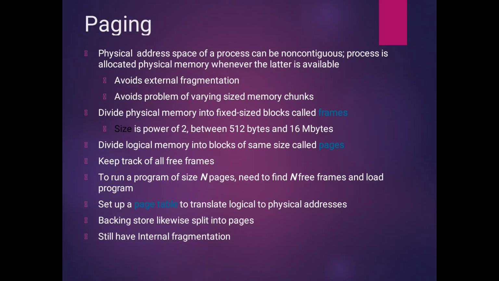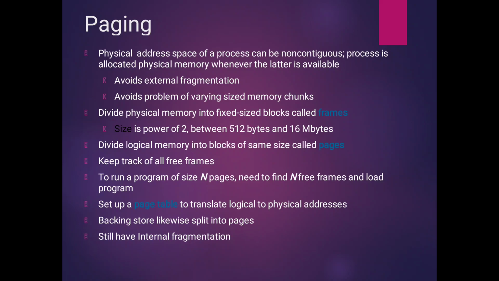paging. The paging: here, the physical address space of a process can be non-contiguous. So the process is allocated physical memory whenever the latter is available. So avoid external fragmentation and avoid the problems of varying size memory chunks. So divide physical memory into fixed size blocks called frames. The size is a power of 2 between 512 bytes and 16 megabytes.